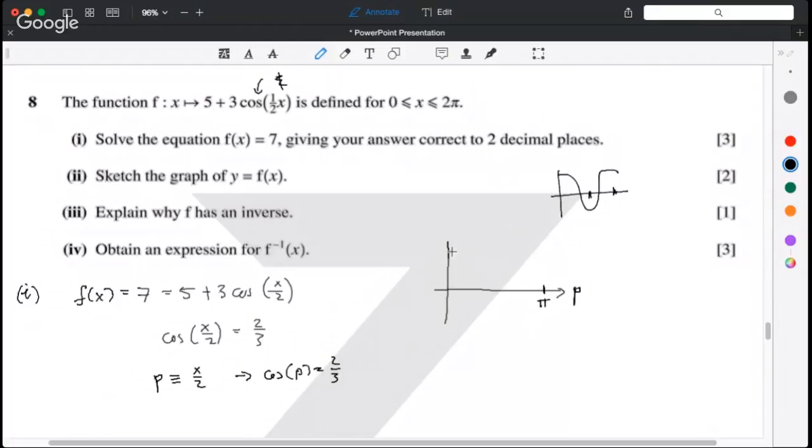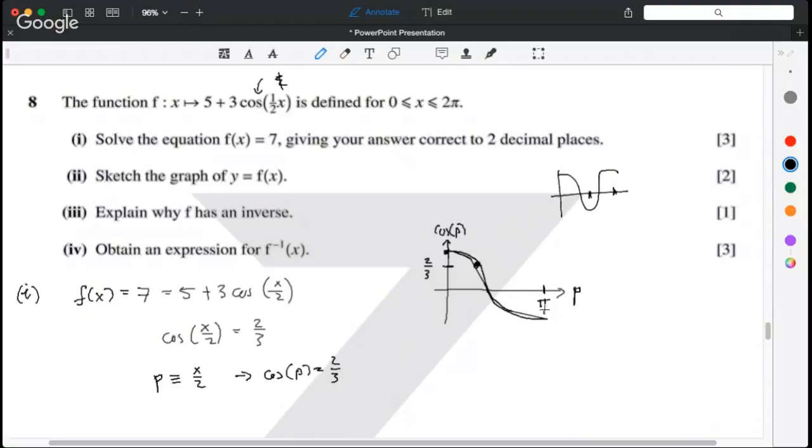So that's what it looks like. It's the first half of the cosine function. And they're saying, yes, p is running from, yeah. So they're looking for the value for which the cosine is equal to 2/3.